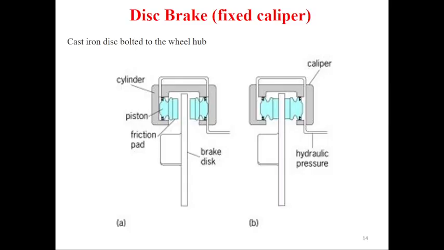A fixed caliper is used when we apply fluid or hydraulic pressure into it, and there are two types of calipers. This is a caliper, and into this caliper we require cylinders. Force is applied through the caliper with the help of the brake pedal. The brake pedal moves the big pistons, which act on the brake disc, and the brake disc moves with the help of that.